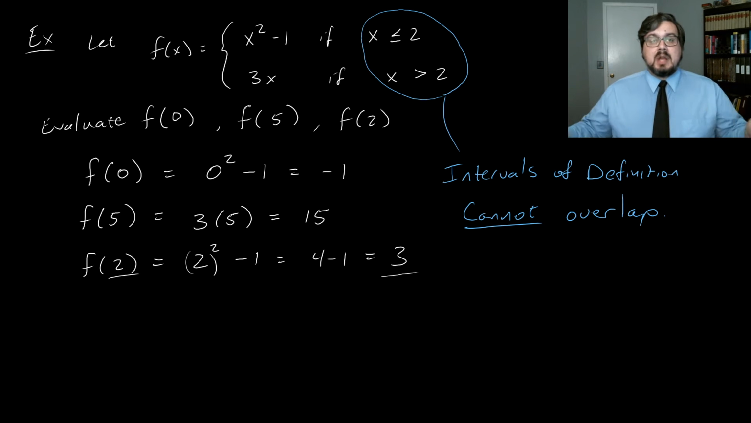It can fall into none of them because the function might have a domain that's restricted. Its domain might not be all real numbers, but you can never have a single number fall into more than one of these intervals of definition. Otherwise, you don't have a function anymore because you got more than one output for the same input.